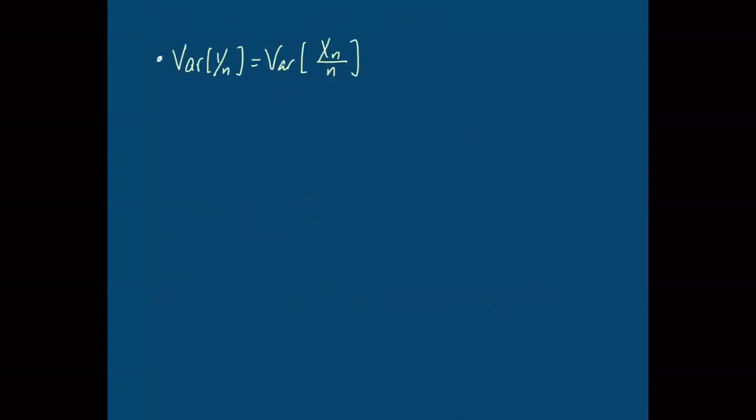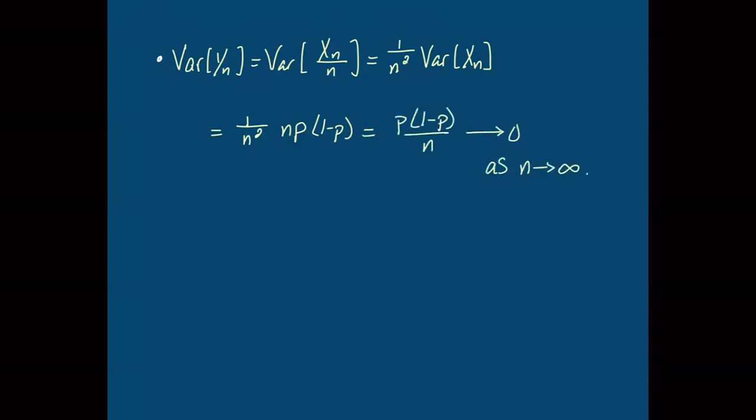The variance of yn is, of course, the variance of xn divided by n squared. We can pull constants out of variances, but remember, they come out squared. Looking up the variance for the binomial distribution, it is np times 1 minus p. So simplifying by canceling an n, we get p times 1 minus p over n, which does go to 0 as n goes to infinity.